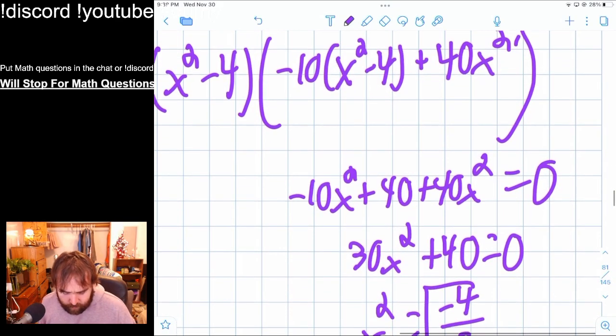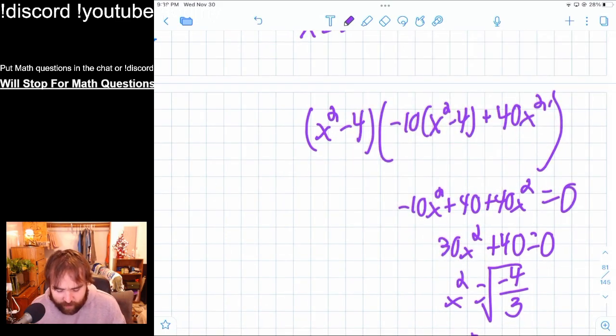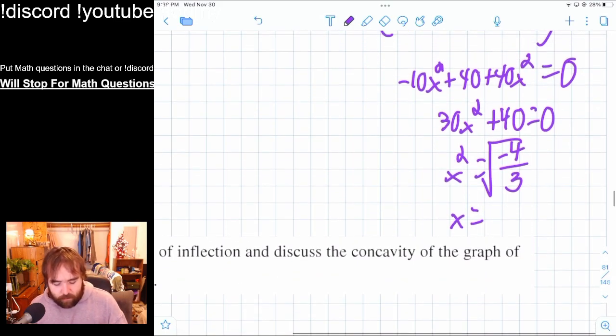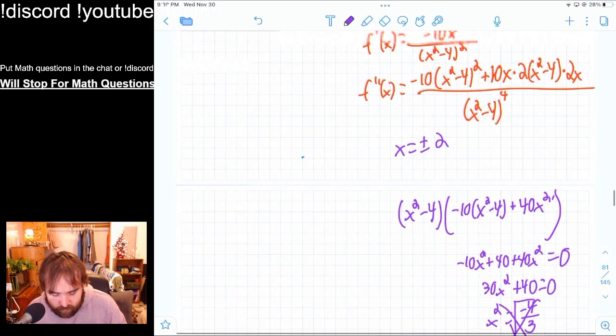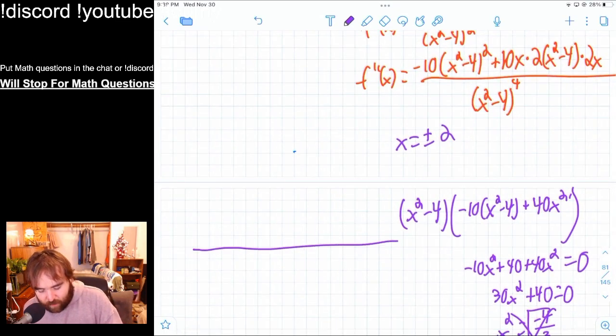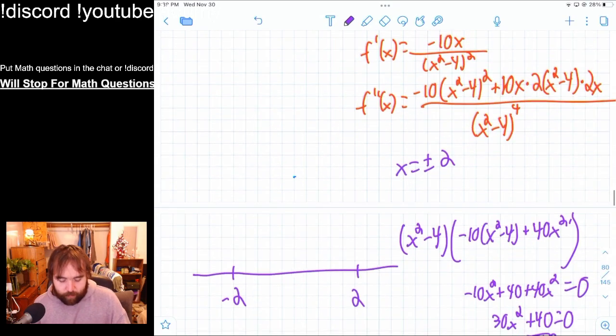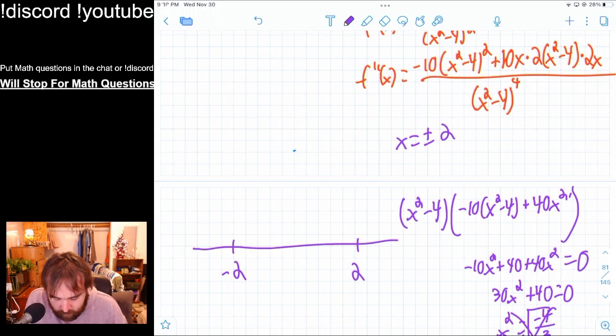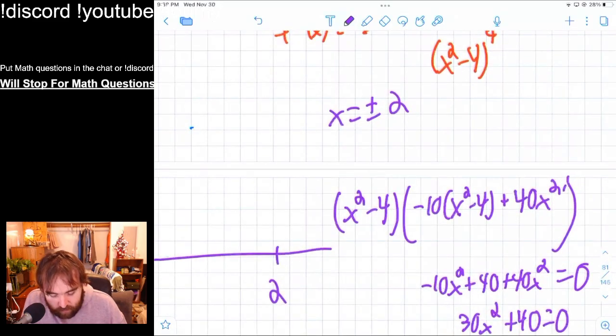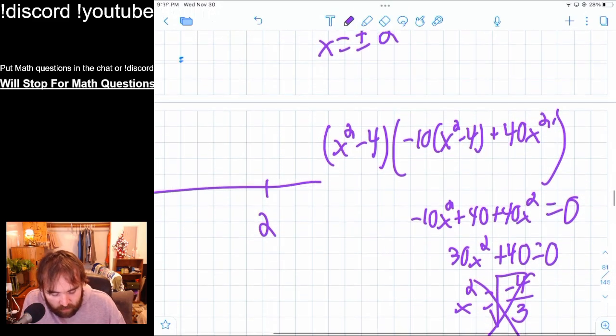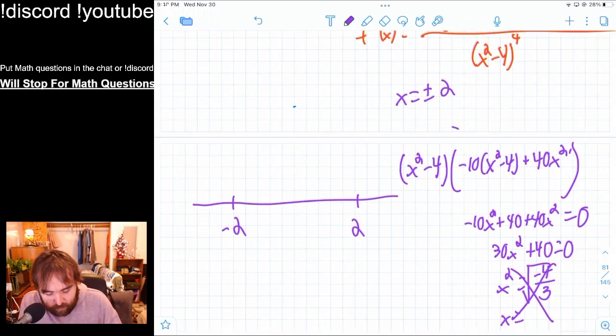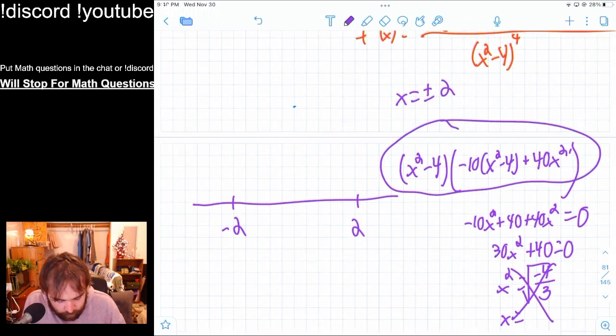So maybe it's only a plus or minus 2 then that it's going to go out. Because see, this is only going to be 0 at imaginary numbers. And that makes sense because it's a squared thing added to something else. So this is going to be no solution. We actually only have to look at 2 and -2. So -2, 2. And then we're going to plug in values. Again, we're going to plug in values to the second derivative. And just like before, the bottom is always positive because it's to the 4th power.